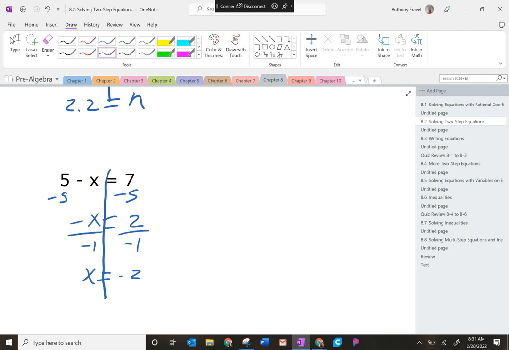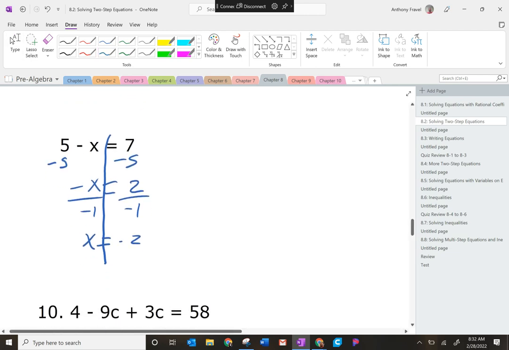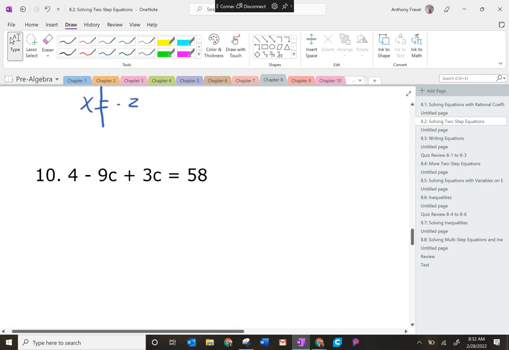Give me a thumbs up, thumbs down. Where are you feeling? Because I'm about to make it a little bit trickier. So here's one where, if you had x equals 2 and plug that x in, 5 minus 2 does not equal 7. Then you know, okay, what did I do wrong? Just a quick little double check. That's what we're going for, we're just doing the double check.